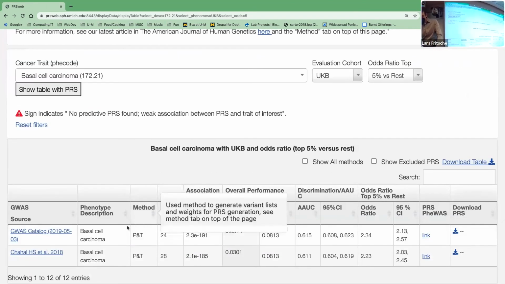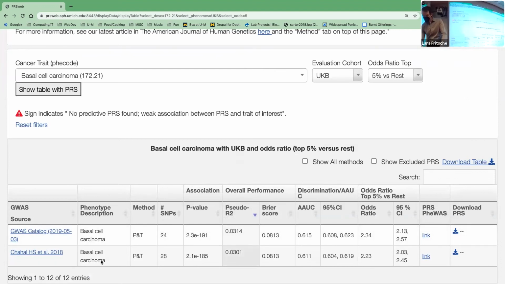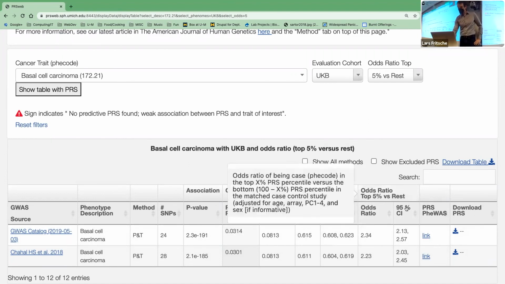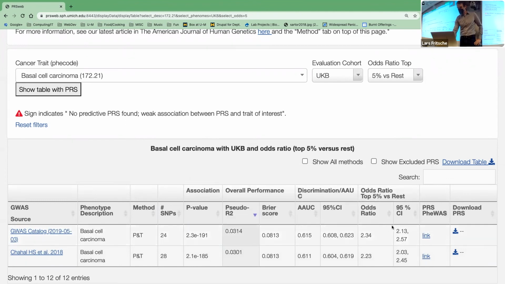And here we can see that there are two studies that went into this score, 24, 28 SNPs. The association was extremely strong. POC was lower as with our other ones we had in our data set, and still this PRS is able to enrich cases in the top 5%.